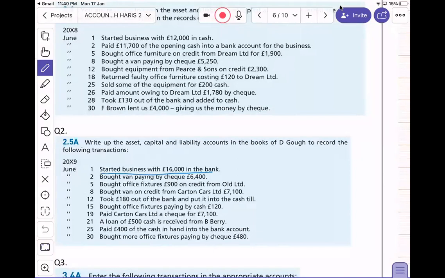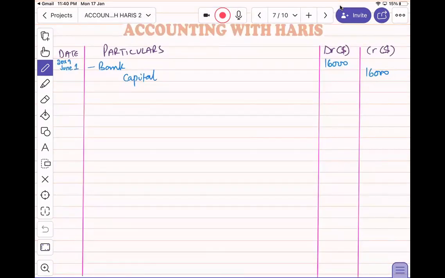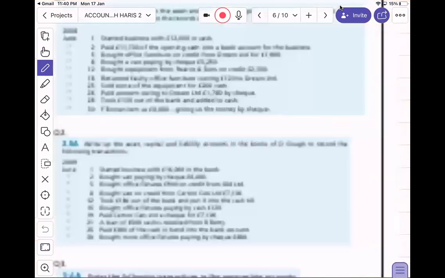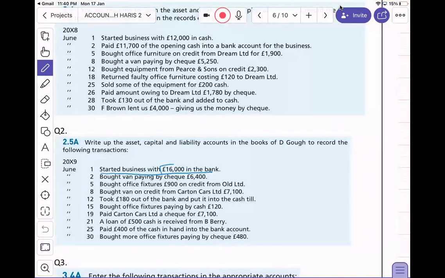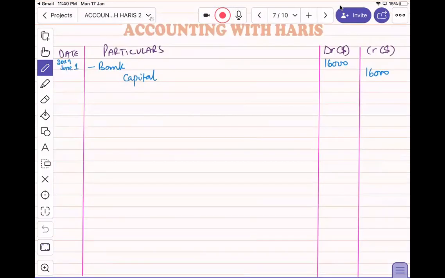Now you'll have to write the name of the accounts as well. So your asset is bank. We are getting money in our bank account. So our bank is getting debited because bank is an asset and asset is increasing, and increase in asset is always debited. And the investment of the owner in business is also increasing. So, as we have learned, the rule is increase in capital gets credited. So that's why we're crediting capital by $16,000.